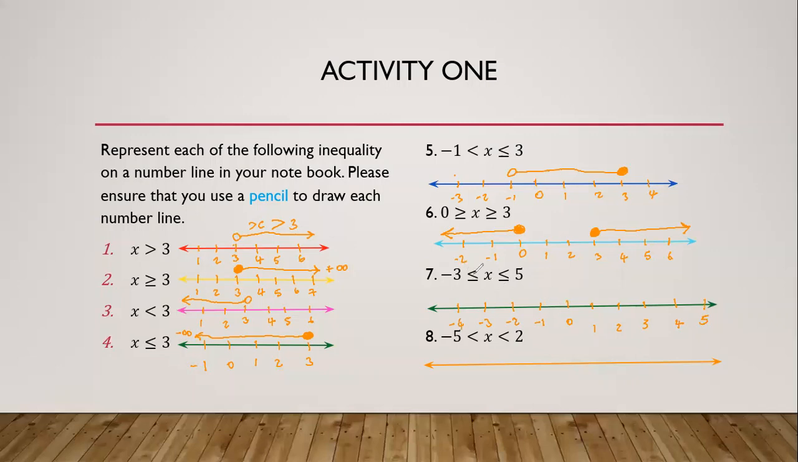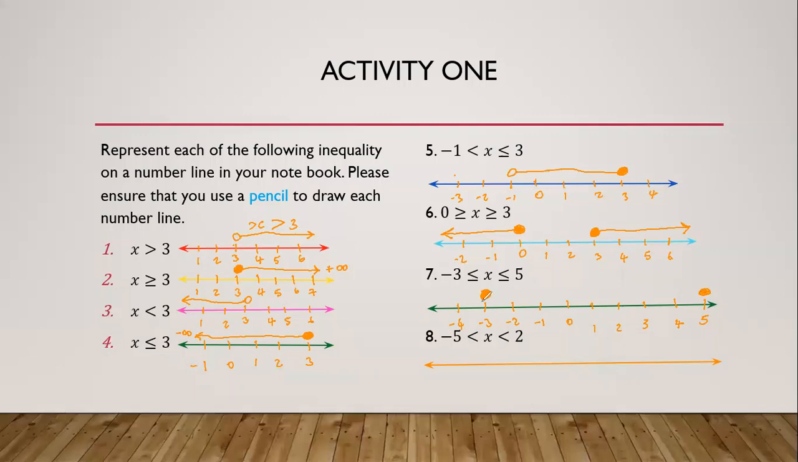We need to find -3 on our number line, which is this point here. Note that the sign has a line underneath it, which means that -3 is a part of the solution. That means we need to shade this circle, make it closed. Just remember that the closed circle means that -3 is a part of the solution. We also need to find +5 on the number line, which is over here, which is this point. There's a line underneath the sign, meaning that +5 is a part of the solution. We need to shade it.